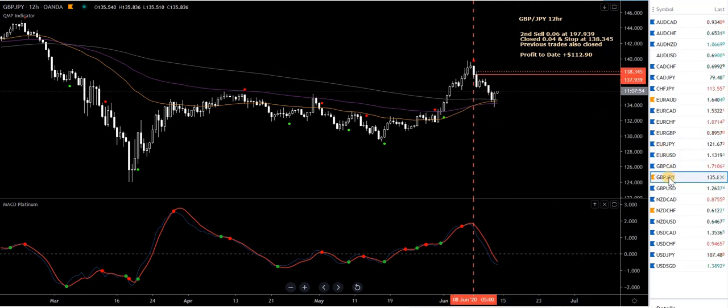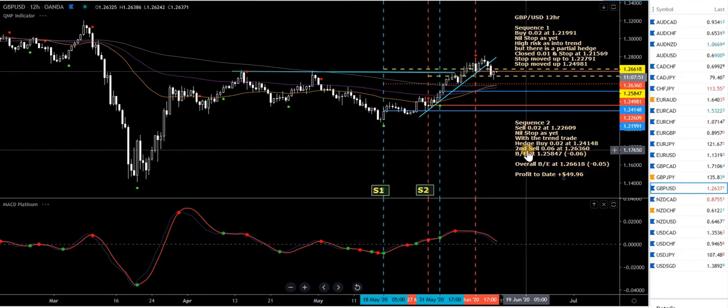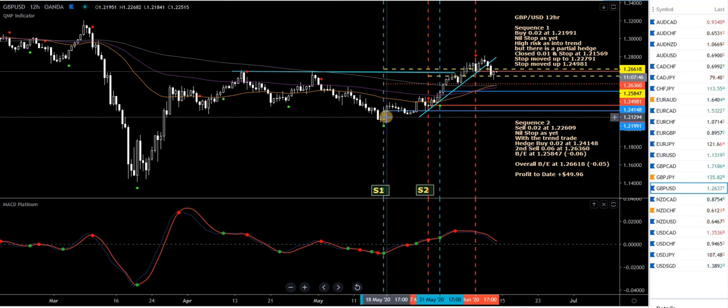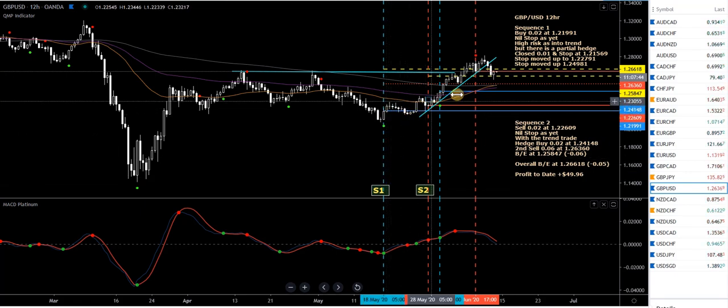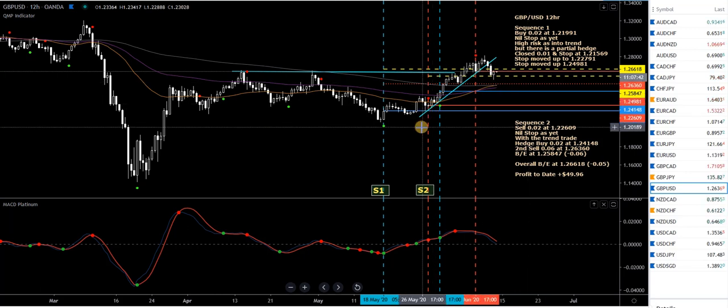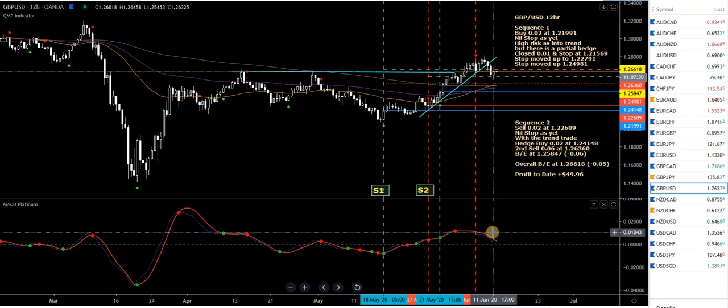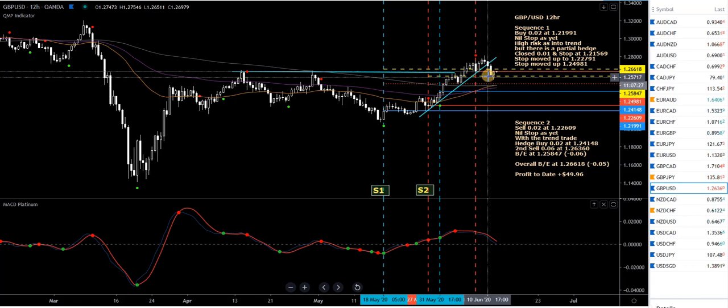That's the pound yen. Pound USD, another one that was in sequence one as a buy, which is down here, and it's got a stop in place. It'll start a second sequence, sell, hedge buy, second sell. It broke that trend line, came down, went through all the break-even levels, but bounced the last 12 hours. The MACD platinum is still above the zero level, so not taking any action as yet. Hopefully with the Friday, the end of the week, it might just push down again. If not, we'll just have to wait till Monday and see what happens.